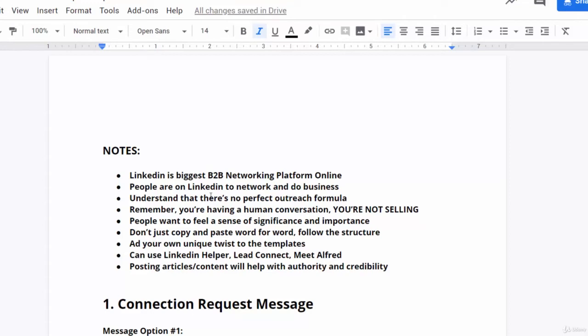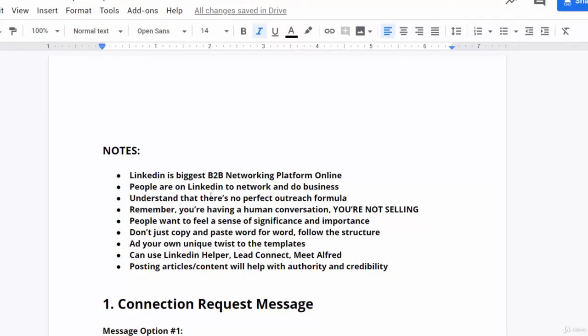And understand that people want to feel a sense of significance and importance, okay? So anytime that you can compliment them on their work, on something that you notice about their profile, right? Any of their accolades, that's going to be a bonus as well, okay?